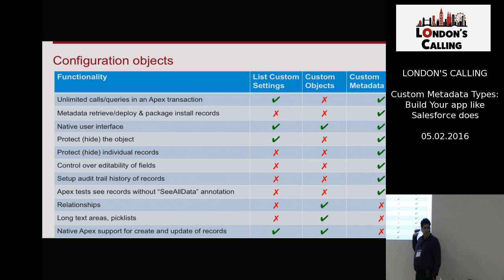This gets into the protected checkbox you were talking about. So with list custom settings and custom metadata types, you have an option to mark an object as protected. And this is not relevant unless you deploy the object in a managed package. But if you deploy the object in the managed package, then basically it's invisible except to your own Apex code that you deployed with it.